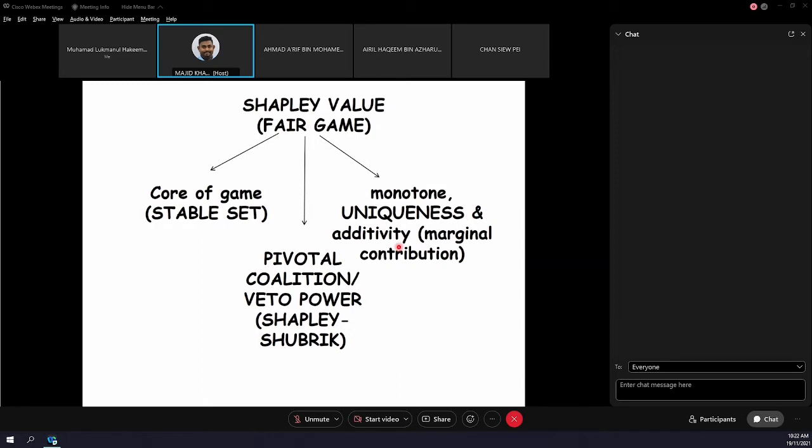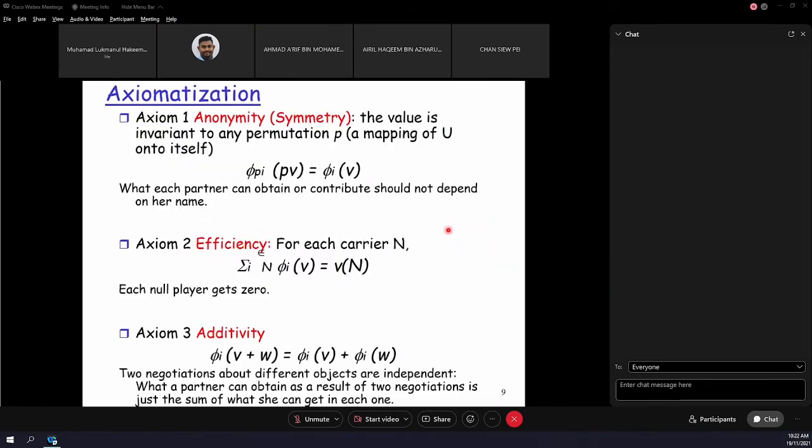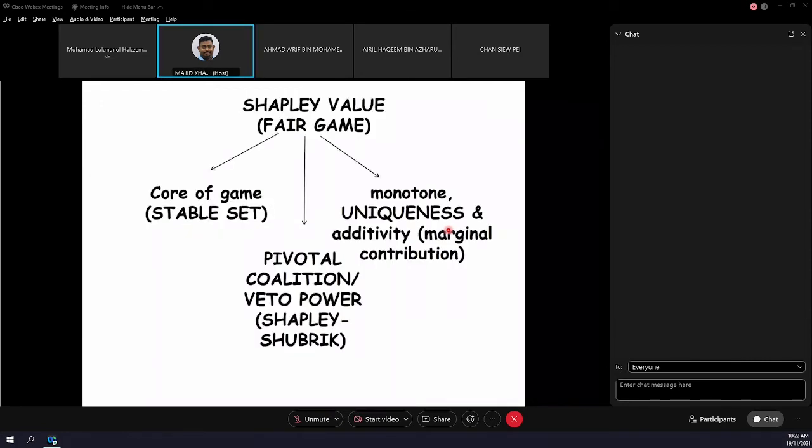The three axioms that I explained previously. Monotone we can also call symmetry. Uniqueness we can call efficiency, and additivity.